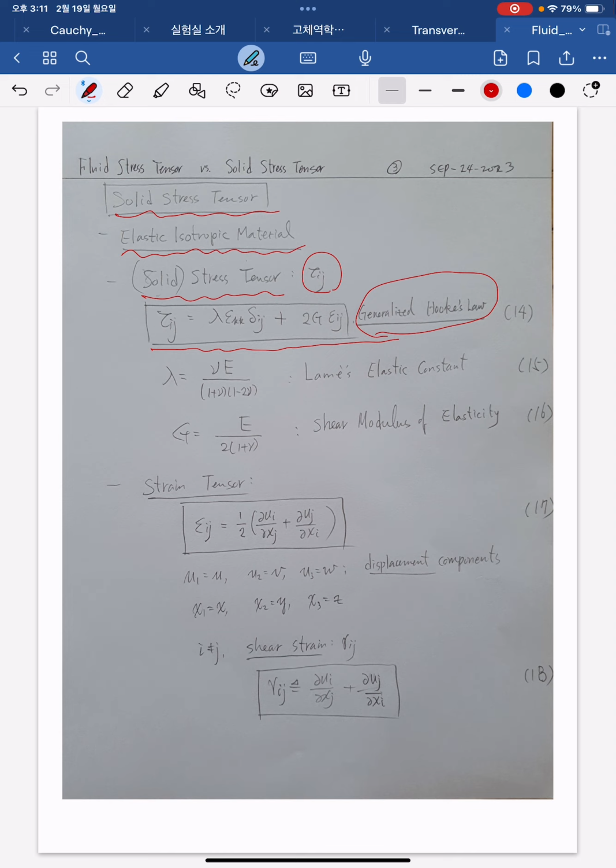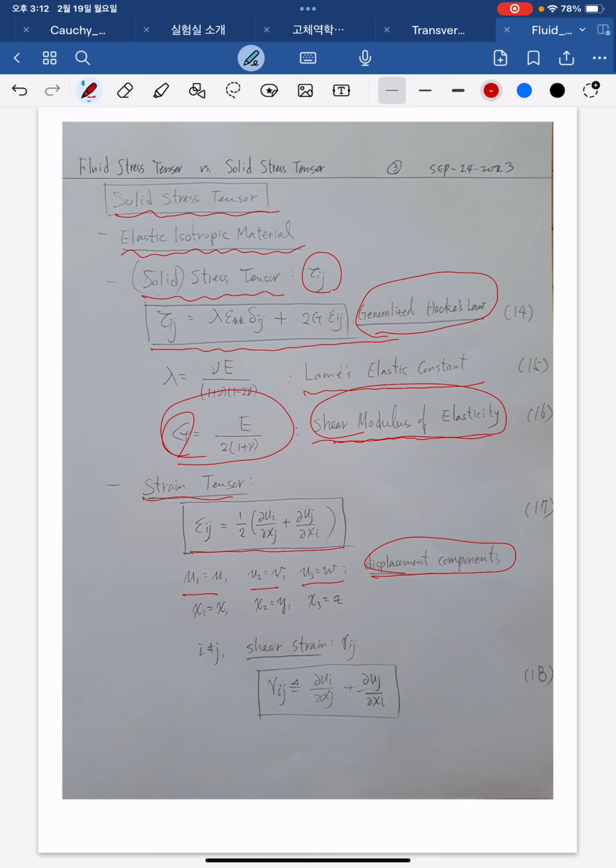Lambda is Lamé's elastic constant. It's given by the Poisson ratio and Young's modulus of elasticity. G denotes the shear modulus of elasticity, given by this equation. The strain tensor is given by this equation, where the variable u_i means displacement components: u1 equals u, u2 equals v, u3 equals w.